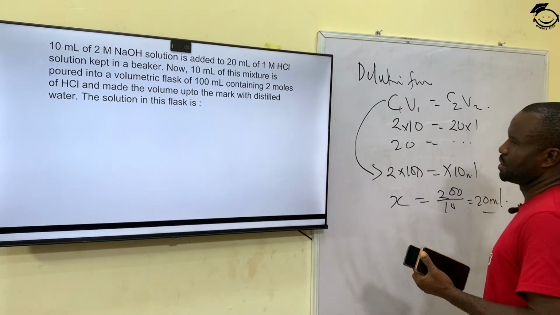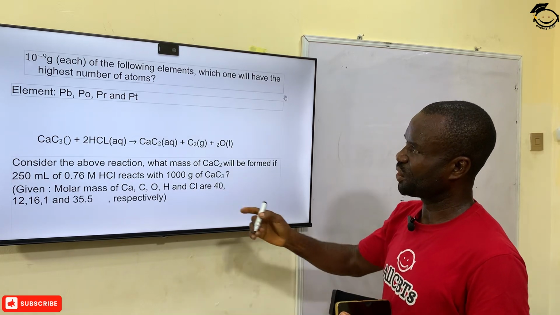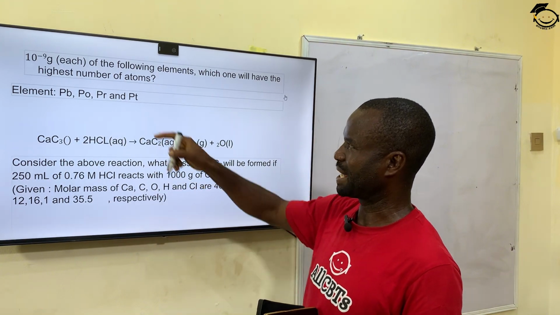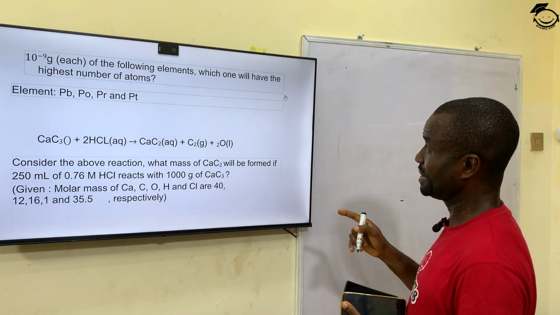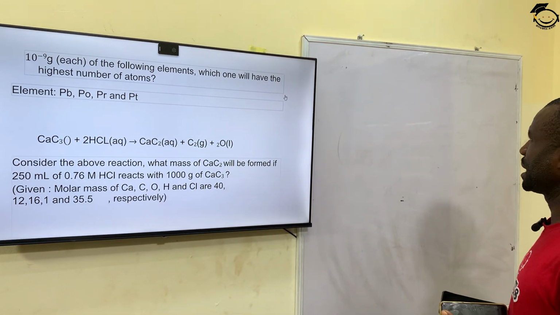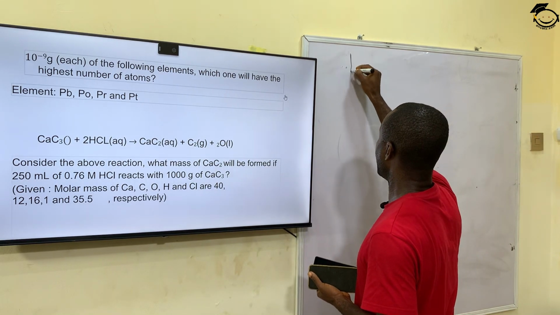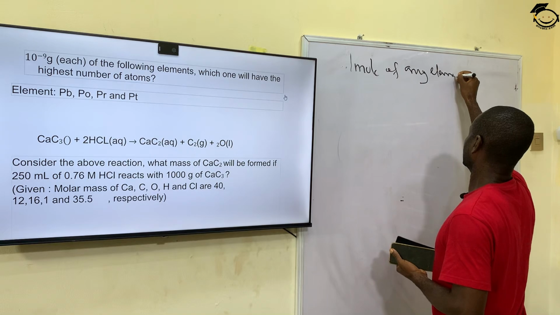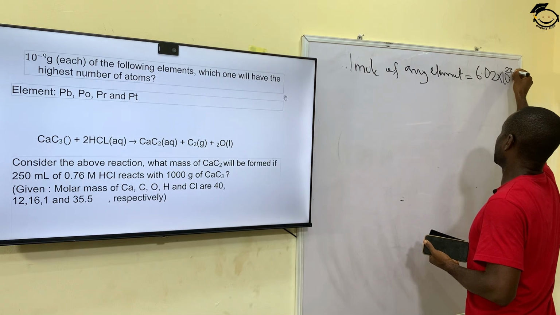20 ml. The question says 10 raised to the minus 9 grams each of the following elements: lead, polonium, praseodymium, and platinum. Which one will have the highest number of atoms? From Avogadro's constant, we have that 1 mole of any element contains 6.02 times 10 raised to power 23 atoms.